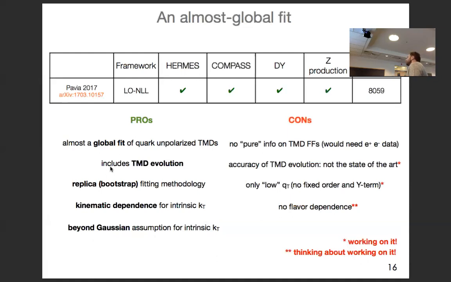On the contrary, we don't have e+ e- data, so we don't have pure information on fragmentation functions. We have correlated information between TMD effects and TMDs. The accuracy of TMD evolution is not the state of the art, it's leading order and next-to-leading log, but we are working on it. We don't have the fixed order, we don't have the W-term, but we are working on it. So we plan to extend our region also to intermediate and high qT regions. And we have no flavor dependence. I cannot say we are working on it, but I can say that we are thinking about it.